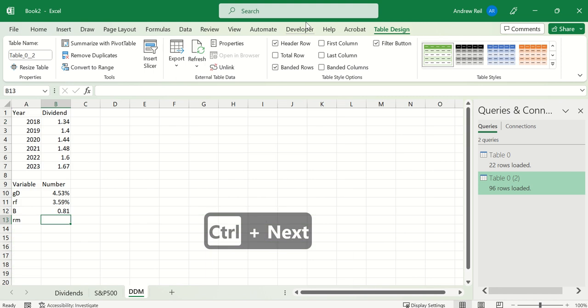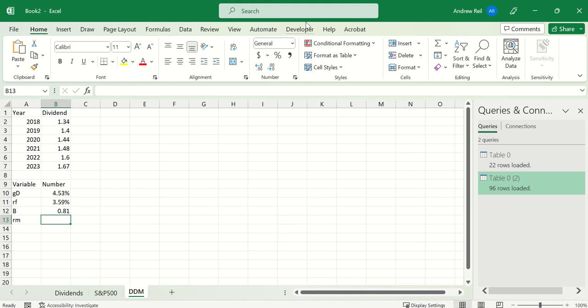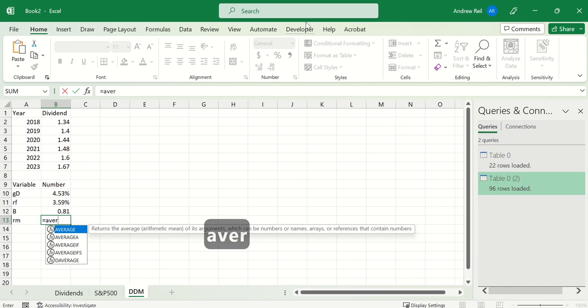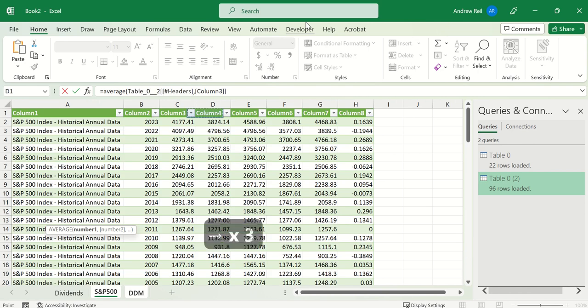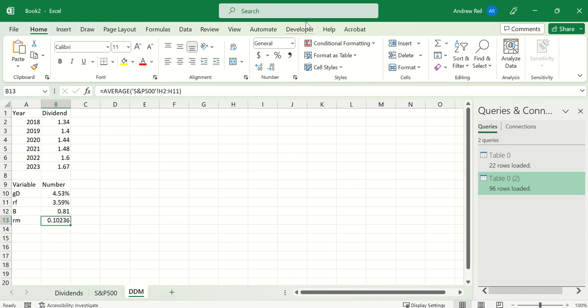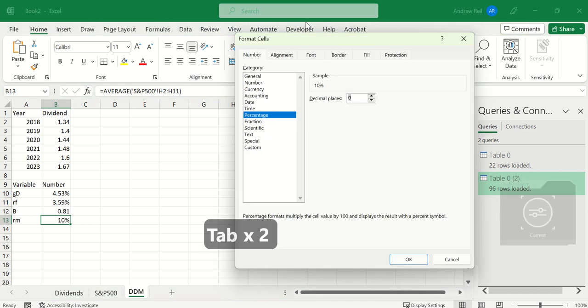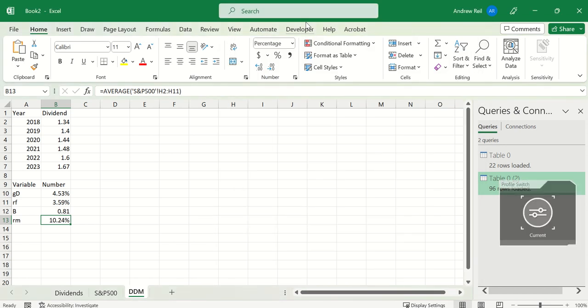Okay, so go back to the DDM page. So this is equal the average of, and then Control Page Up, and then I'm going to go to the first one, hold down Shift and get 9 more. 1, 2, 3, 4, 5, 6, 7, 8, 9. And close bracket. And I'm going to make that a percent. Control Shift 5, and I'm going to choose decimal places. Control 1, tab, tab, 2, enter. 10.24%.